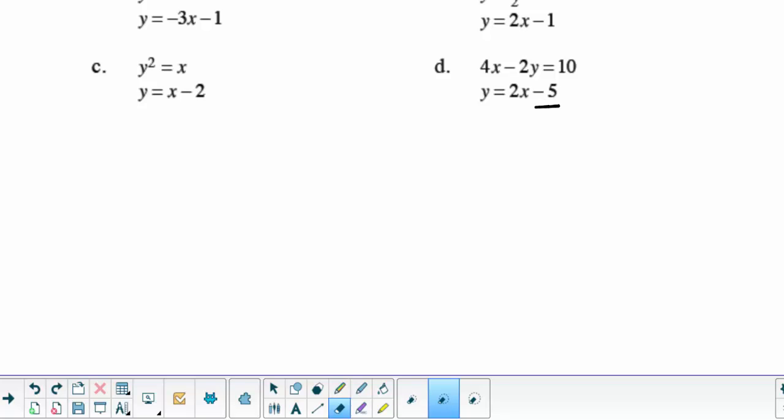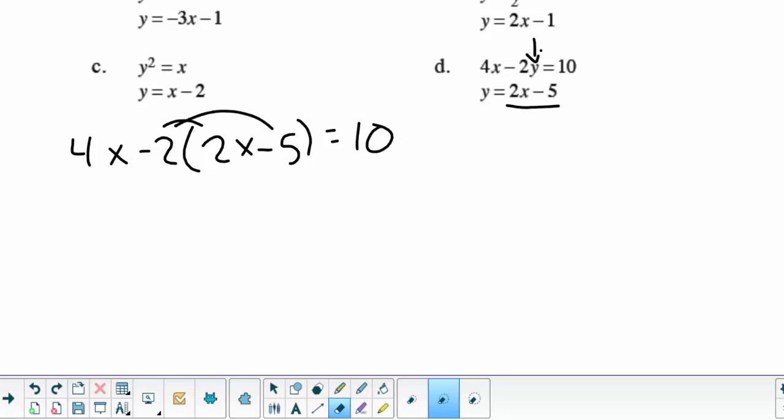Looks like we could do substitution. I'm going to plug all that in for y. So I'm going to plug it all in right there. So I'm going to have 4x minus 2 times 2x minus 5 equals 10. So we're going to have to distribute. So we got 4x minus 4x plus 10 now equals 10.